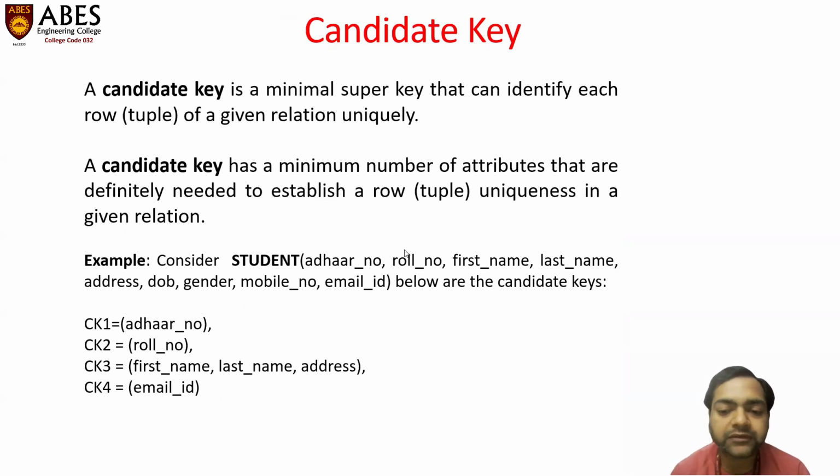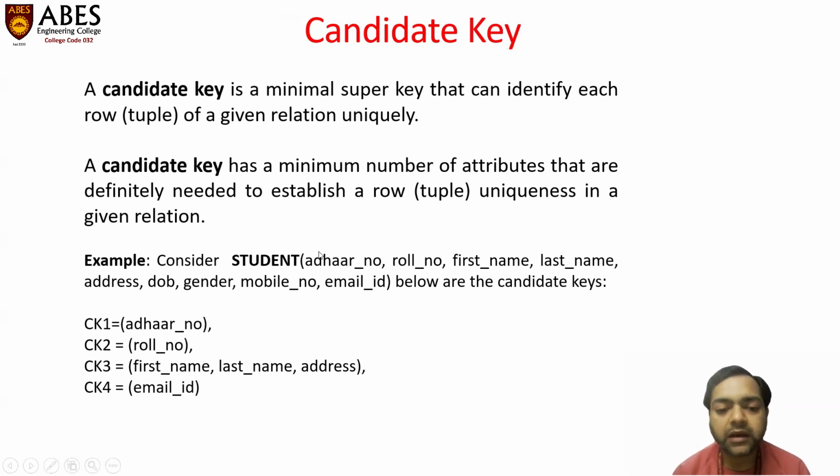For example, we have taken the same example here of a student: Aadhaar number, roll number, first name, last name, address, date of birth, gender, mobile number, and email ID. So what are the possibilities of a candidate key in this example? We can take Aadhaar number, because this is enough to uniquely identify a particular row. We can take roll number as a candidate key, because this can also uniquely identify a particular row. In case of mobile number, also possible. In case of Gmail email ID, that can also be possible.